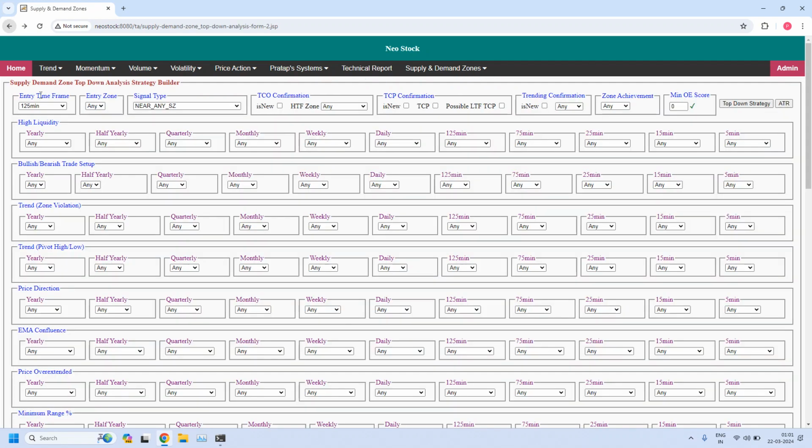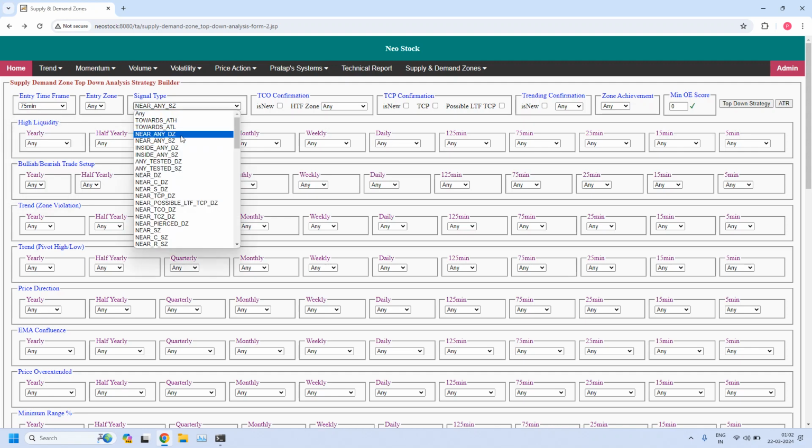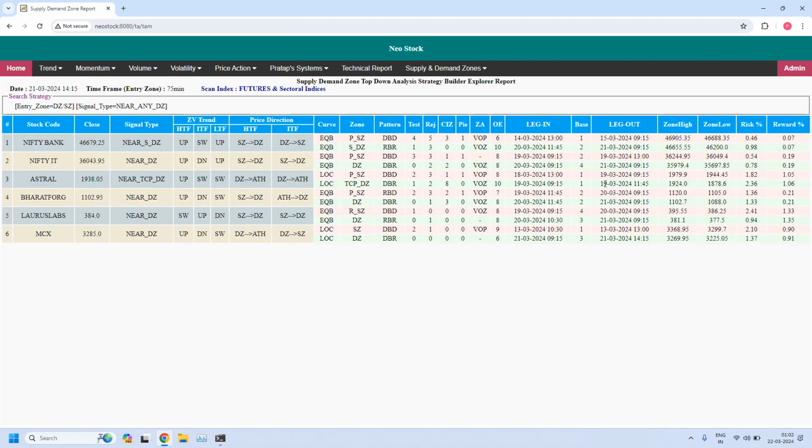So I'm going back, changing the time frame to 75 minutes. Entry time frame is 75 minutes. Let us find the stocks near the 75 minutes demand zone. 6 stocks are filtered. So let us identify high liquidity supply zones. Sorry, we need to identify high liquidity demand zones, not supply zones. Sorry for my mistake.